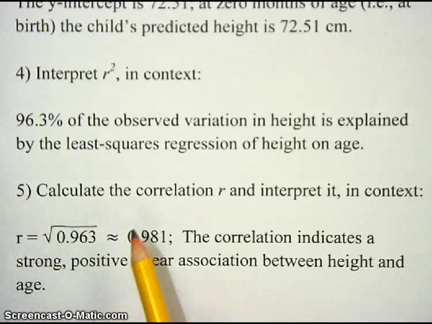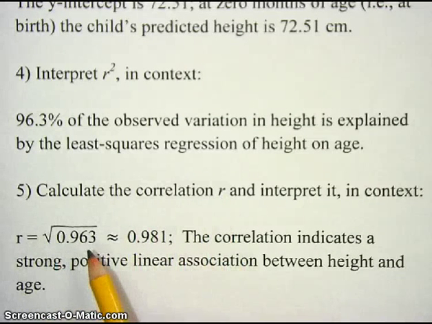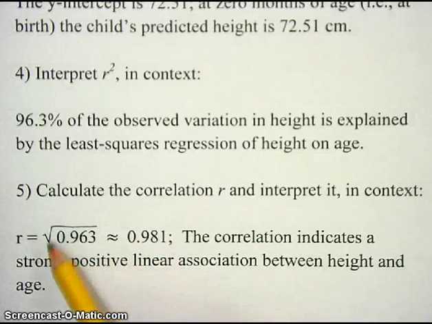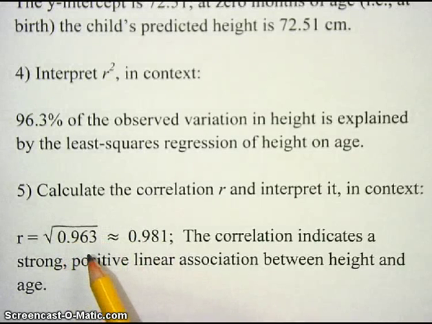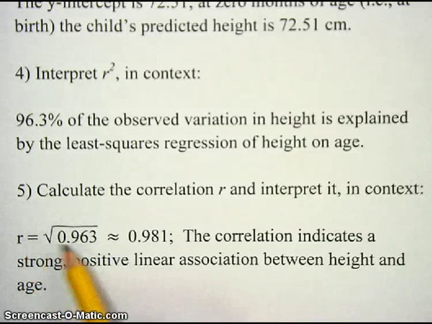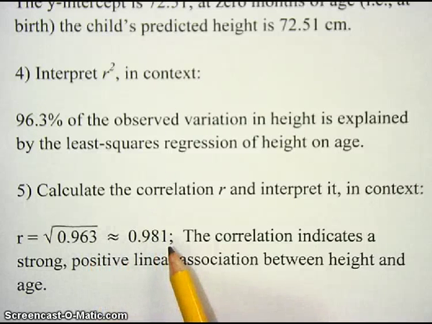To calculate the correlation, well, we take the square root of the R squared. That's all we have to do. And we have to be careful in this situation that we take the proper square root. If the association is positive because the slope is positive, then we want the positive square root of R squared. If the slope is negative, that is b is negative, then we want the negative square root of R squared because R would have to be negative in that situation. And if you take the square root of 0.963, you get about 0.981. That correlation indicates a strong positive linear association between height and age.